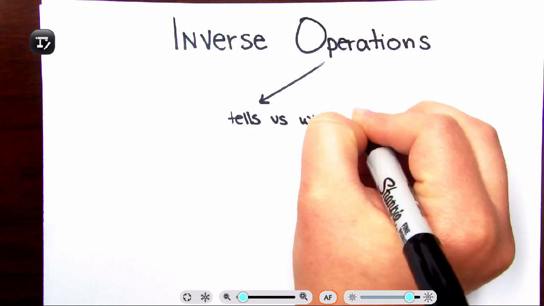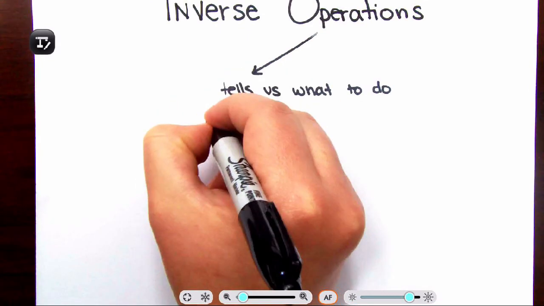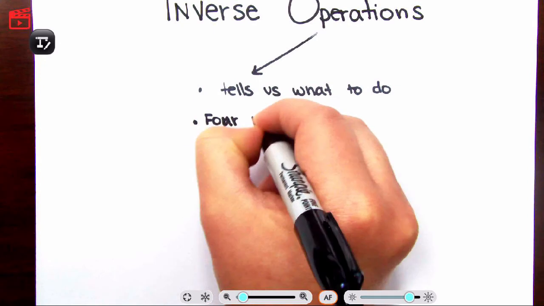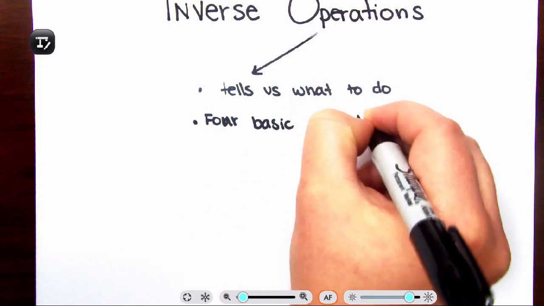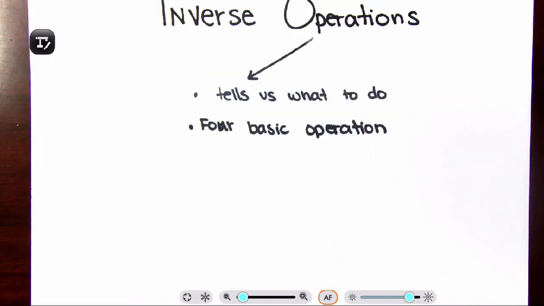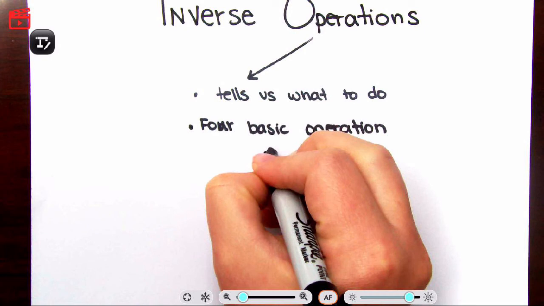There are four basic operations. Four, let me learn how to spell. And why do we care about them? Because these operations tell us what to do in our basics. So the basic ones are addition, subtraction, multiplication, and division.